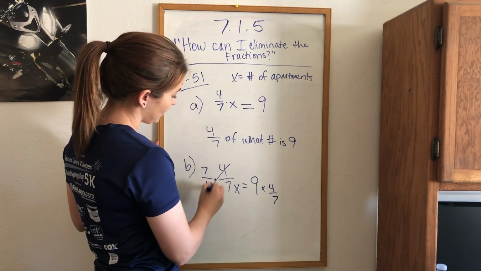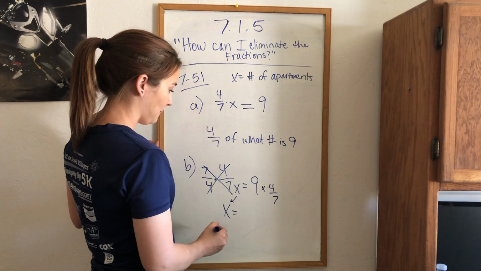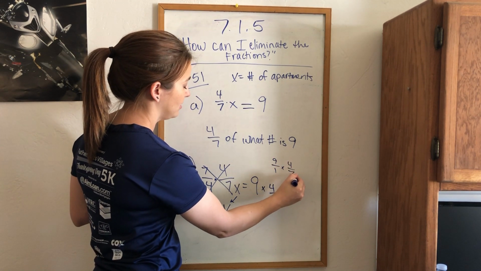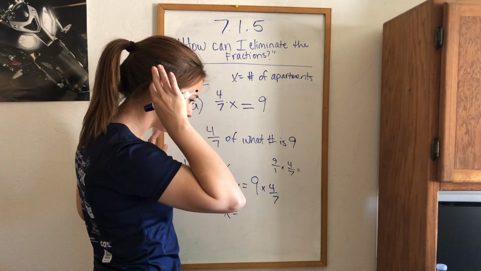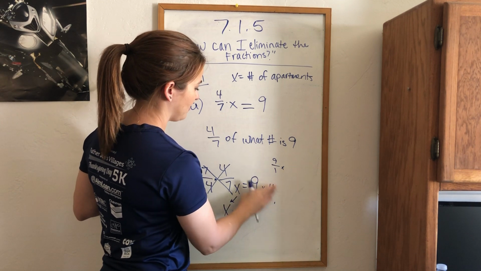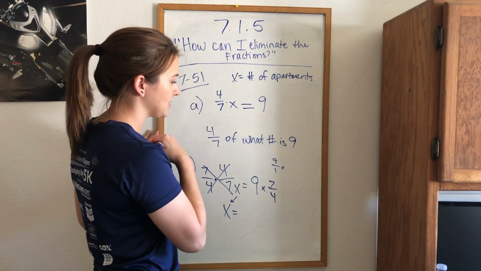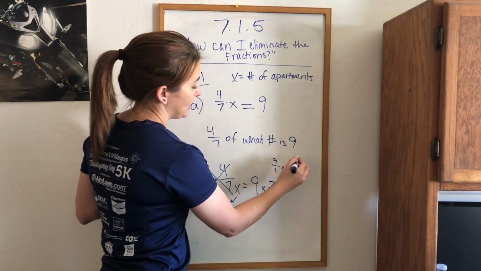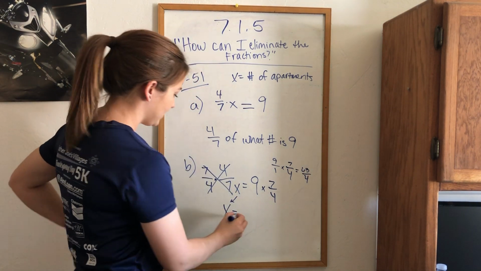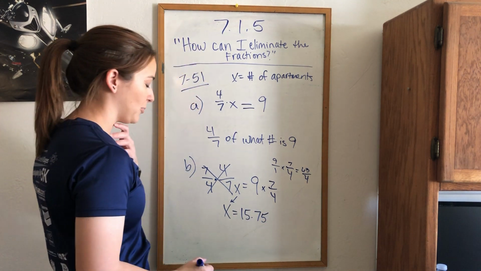Okay, so this is going to be our giant 1, which just becomes an x down here. Then we're going to multiply across. So 9 over 1 times 4 over 7 is, whoa, that should not be 4 over 7, that is 7 over 4, because we did it here, that was my mistake. Okay, so 9 times 7 is 63, 63 divided by 4 is 15.75 apartments.